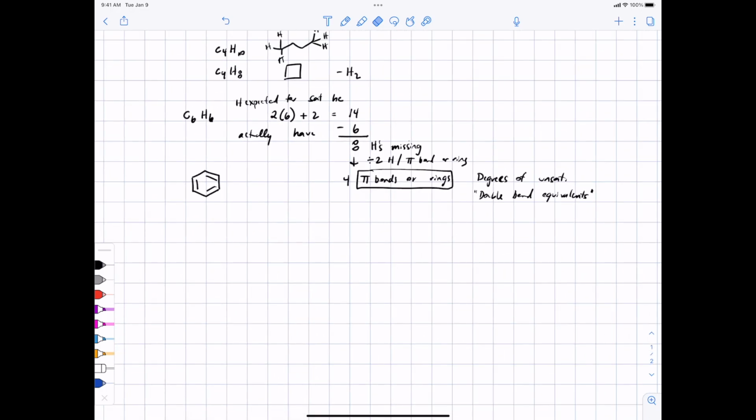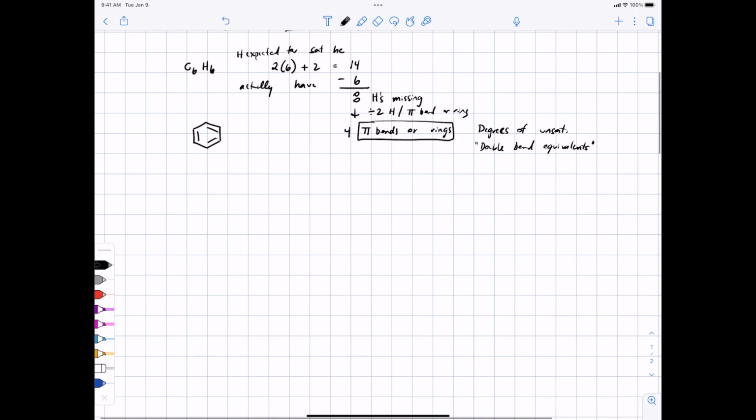Double bond equivalence is sometimes what I call it. Of course, organic molecules often have more things in them besides hydrogens and carbons, and you need to know how to adjust the number of hydrogens you expect based on the presence of heteroatoms. So take a look at this.